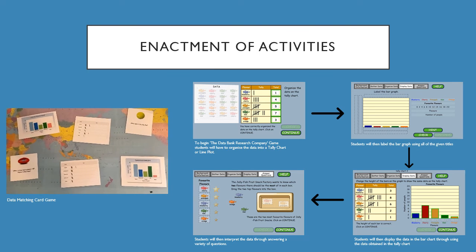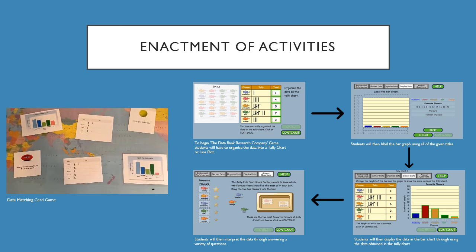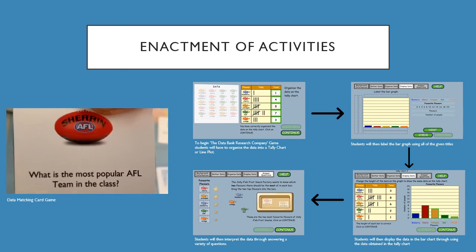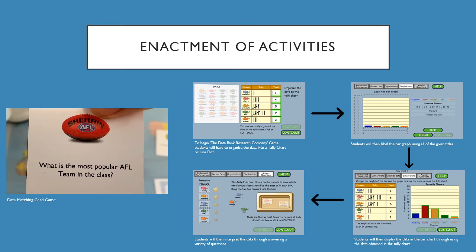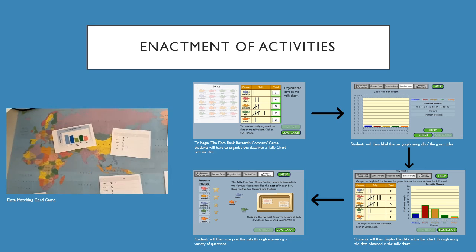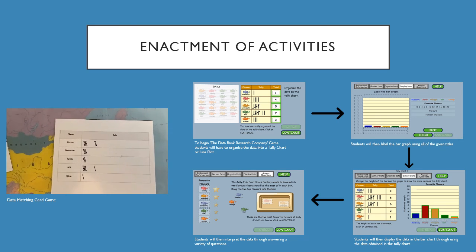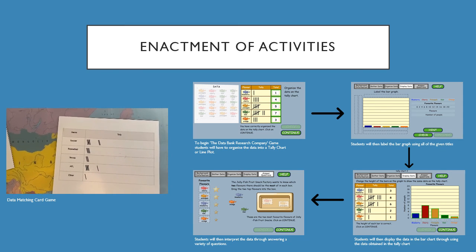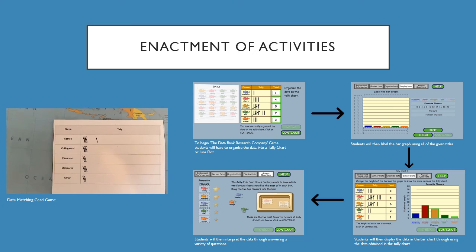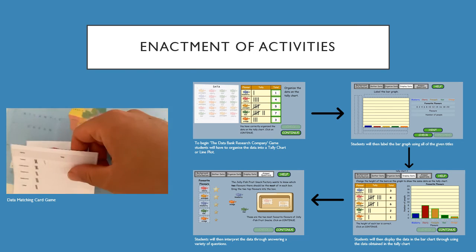In this game, students will have to match a survey question with its associated tally chart and bar chart. This survey question states what is the most popular AFL team in the class. Now we'll need to find its associated tally chart. This tally chart lists a variety of sports, while this chart lists a variety of teams that students support. So this tally chart will match our survey question.